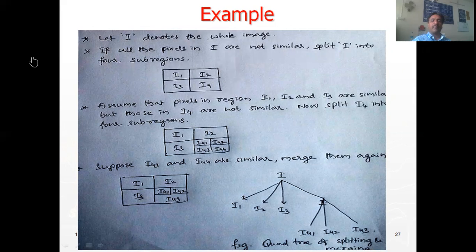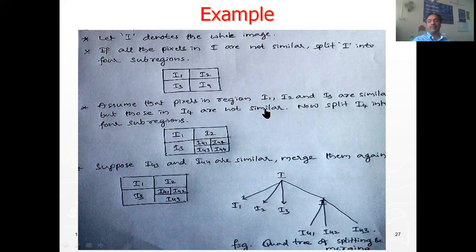Here, the example is like this. If all the pixels in the image I are not similar, we divide the image I into four subregions. We call these subregions I1, I2, I3, and I4. Assume that after splitting, the pixels in the regions I1, I2, and I3 are similar, but those in I4 are not similar.